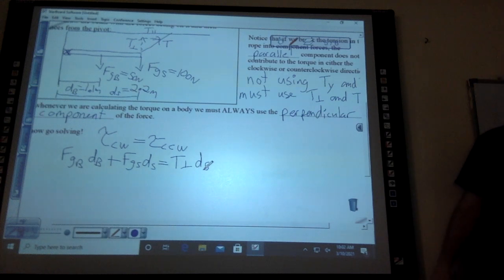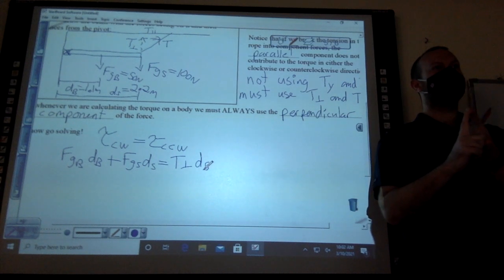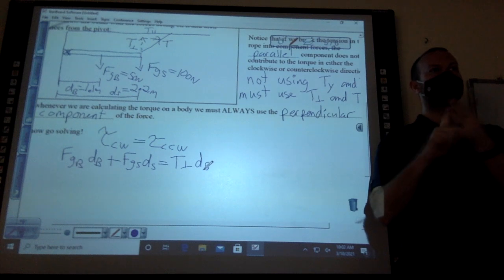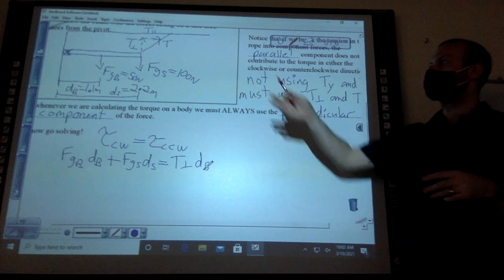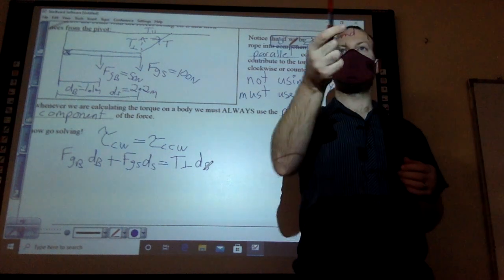So really, you only need to remember 3 equations for this unit. F net equals 0, torque net equals 0, and torque equals force times distance. If you know those 3 things, you're good. Plus your Fg equals mg, stuff like that. But everything else you should be good with. Yeah, Jenna?